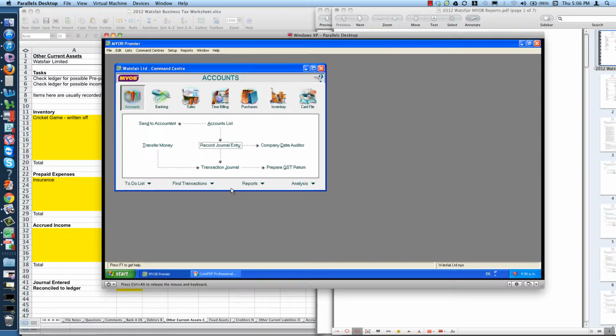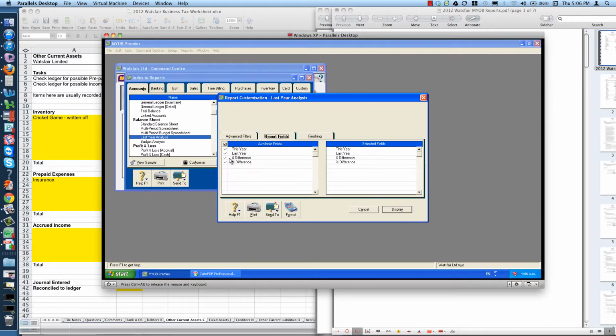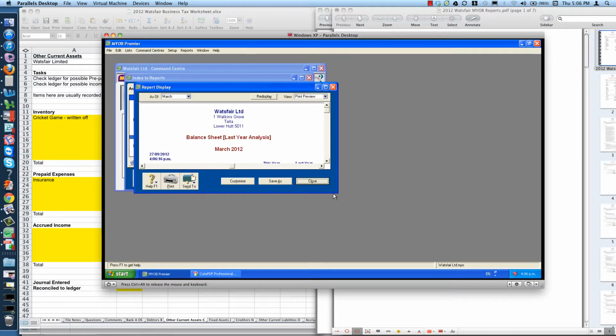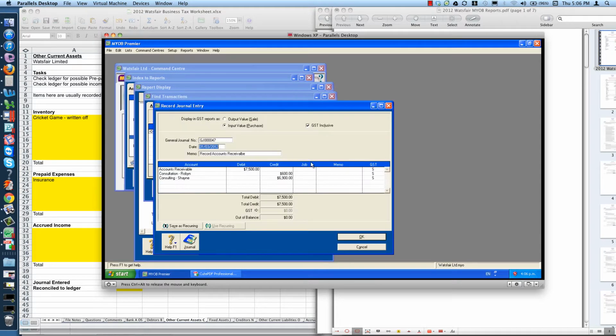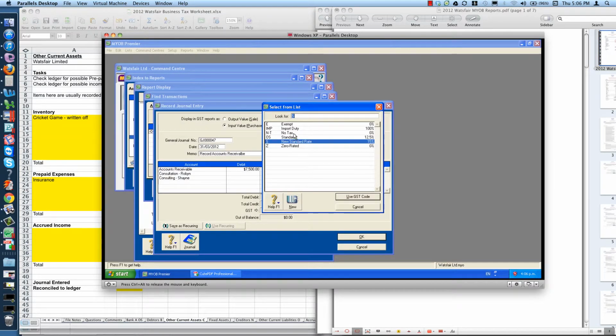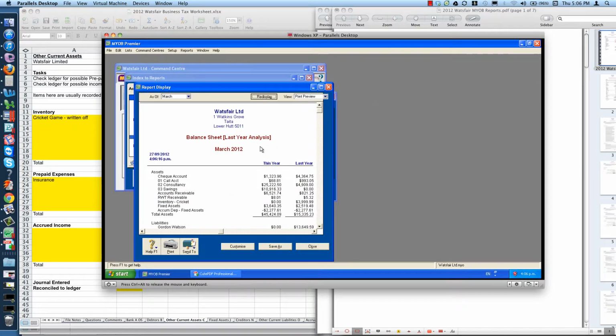And in fact, if we now go and run a balance sheet, what we'll notice here is that inventory is now 0. You'll also notice that the accounts receivable has been recorded. Although why is that not 7,500? That line shouldn't have GST on it, that's why. There we go, inventory is now 7,500. Our Cricut inventory is now 0.